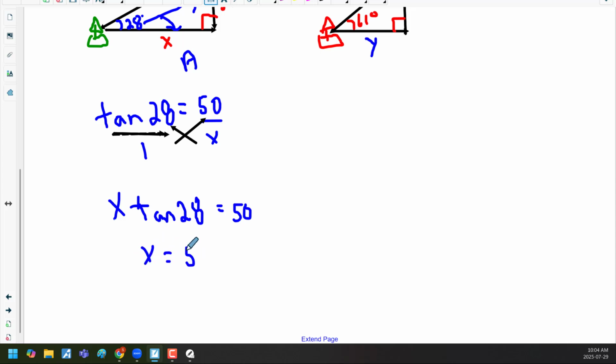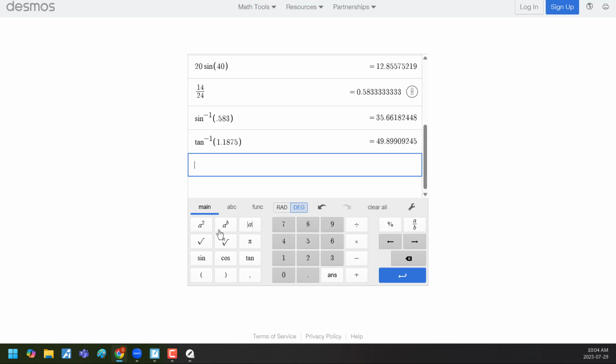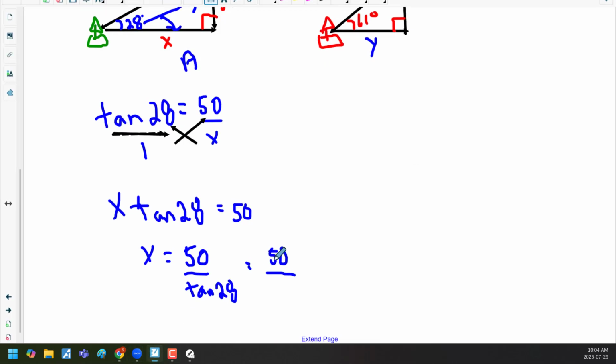So you're just going to do x is equal to 50 divided by tan 28, which is 50 divided by this tan 28. It's 0.53. So this is going to be 50 divided by 0.53. Try to keep more decimal places. Just in a little bit of a rush right now because we're over time. 50 divided by 0.53, 94.3. All right, so x is 94.3.